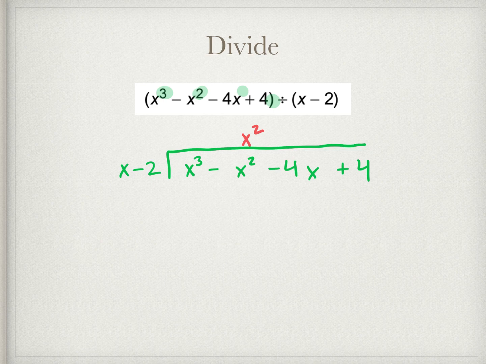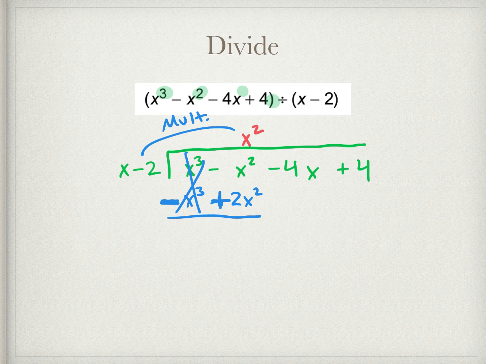Multiply. x cubed minus 2x squared. Perfect. Change the signs. The first ones will always cancel. And then what is negative x squared plus 2x squared? Just x squared. And you have to divide by x.